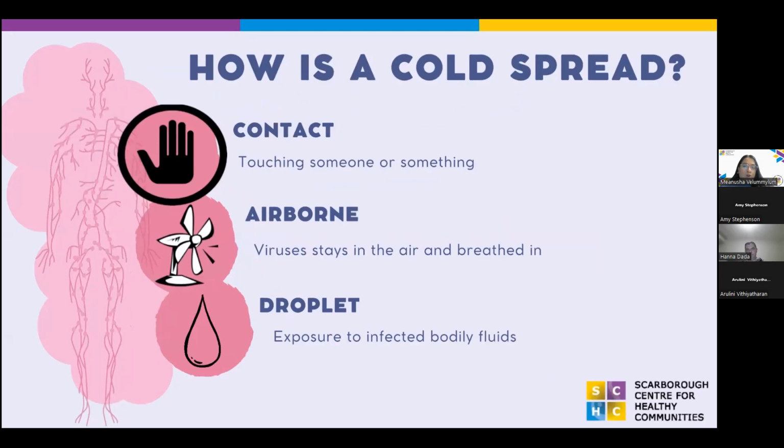So how is a cold spread? We're going to be talking about three different forms. The first one is contact, which is by touching someone or touching something. For example, commonly used spaces like doors, handles, tables, anything that is touched by someone who is sick. If you touch that, you can get sick as well.